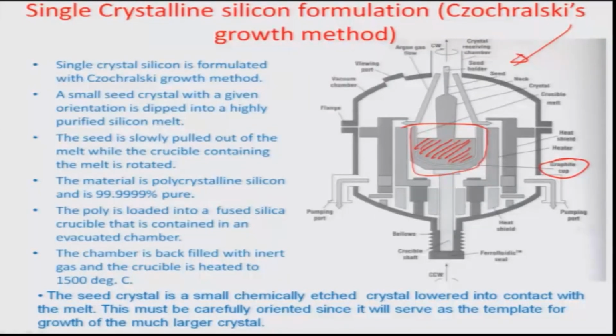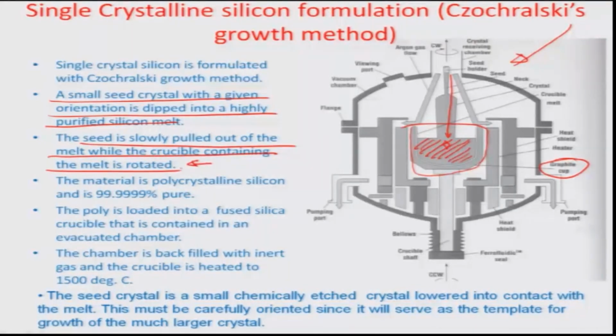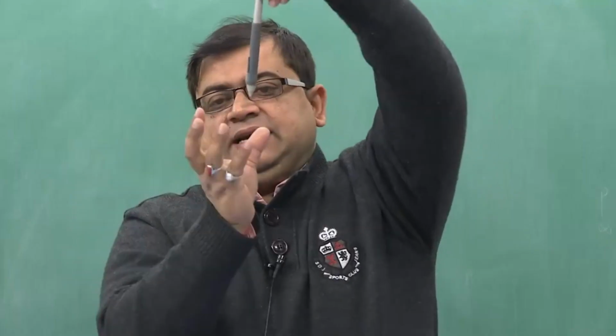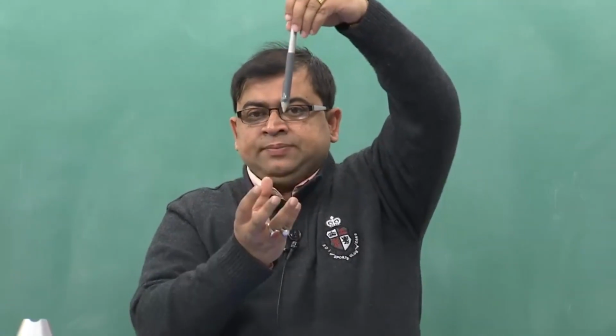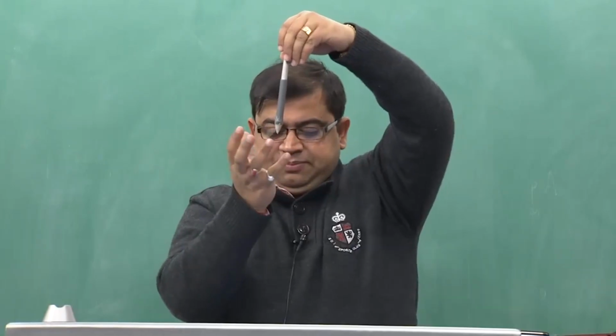Okay. And what happens step by step is the following: a small seed crystal with a given orientation is dipped into a highly purified silicon melt. You can see the seed being dipped in this direction. The seed was probably somewhere here, which started this whole activity of the crystal, and what really happens is that the seed is slowly pulled out of the melt while the crucible containing the melt is rotated. So, the crucible is rotated and the seed is pulled out in a perpendicular direction to the rotation plane of the crucible.